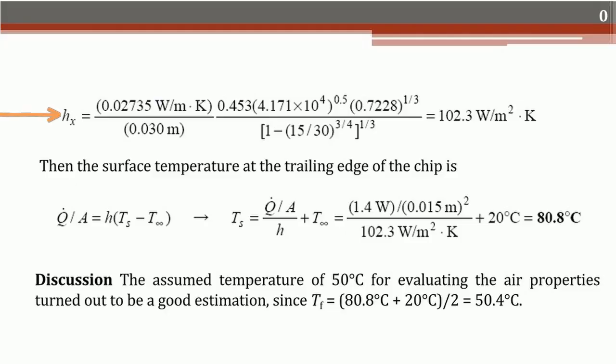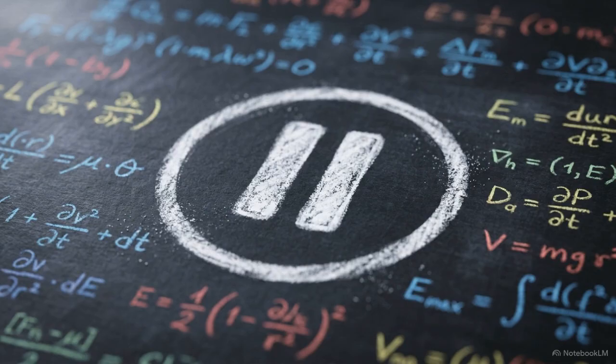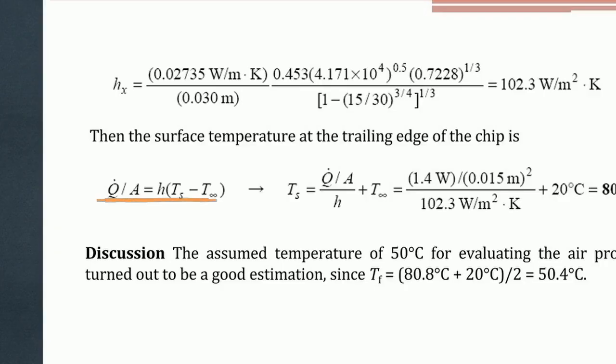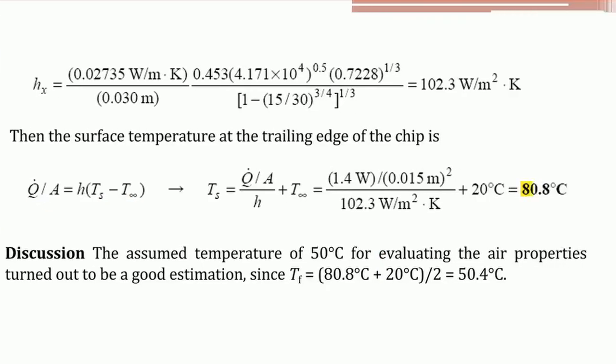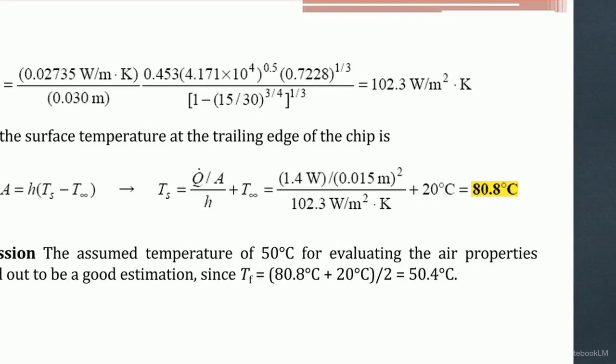Here is the calculation using our modified formula. Plugging in our thermal conductivity, Reynolds number, Prandtl number, and our precise x and xi values yields a local heat transfer coefficient of 102.3 watts per square meter Kelvin. Now that we have the local convection coefficient and the uniform heat flux, take a moment to pause the video. Try using Newton's law of cooling to find the final surface temperature. We divide the heat flux by our local convection coefficient and add the ambient air temperature, giving a final surface temperature of 80.8 degrees Celsius.